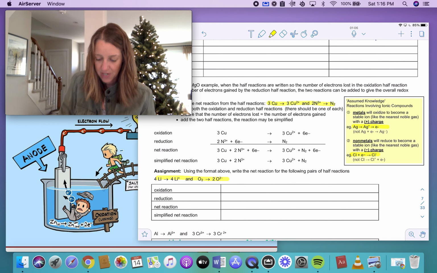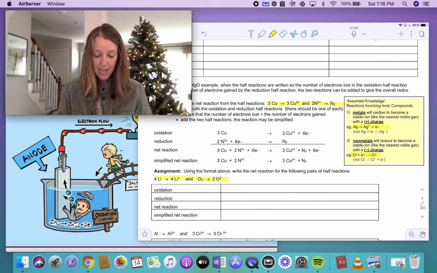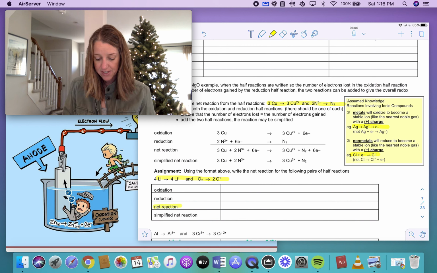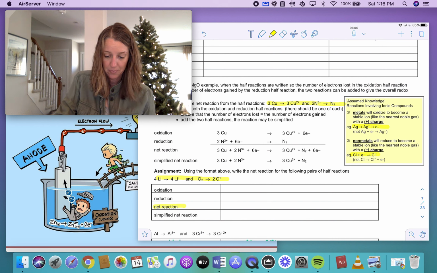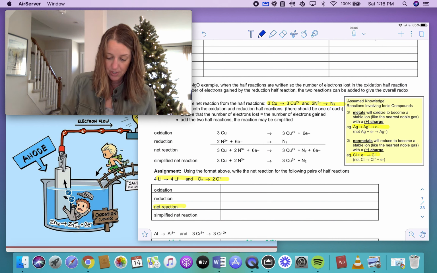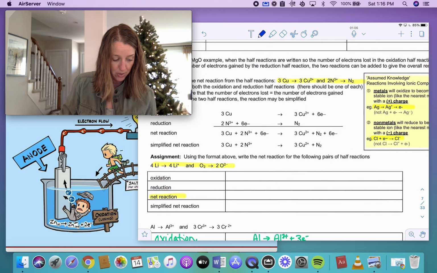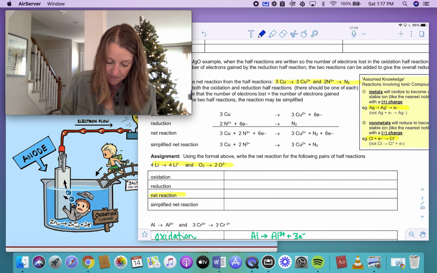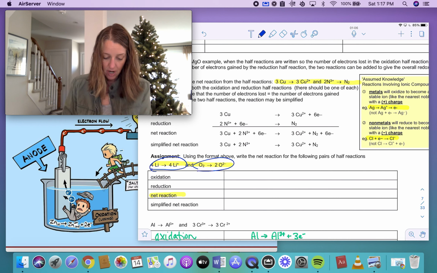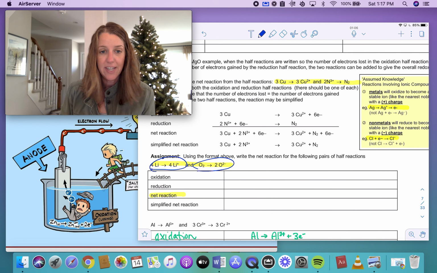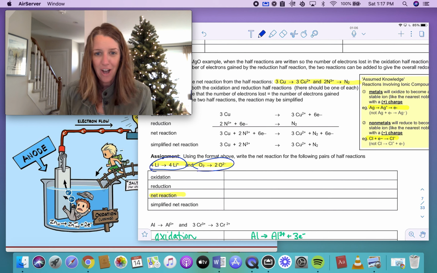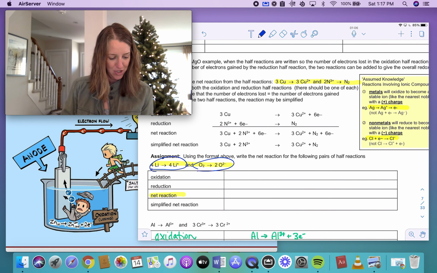Okay, here's my equations. So I've got these 2 half reactions, and you're asked to figure out the net reaction and then the simplified net reaction. Okay, do you want to do this one together? I'll do this one with you, and then I'll let you do the other 2 that are at the bottom. Okay, so if I have lithium and oxygen, I'm going to look at the oxidation number of the lithium on the left-hand side. Is that an oxidation or reduction? And then my oxygen, is it an oxidation or reduction? Can you tell me that first?